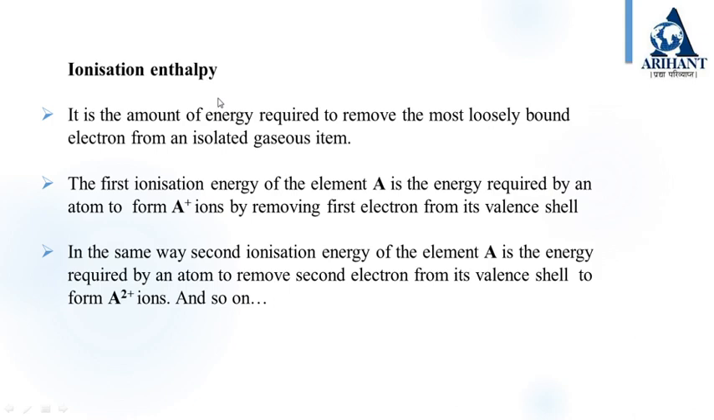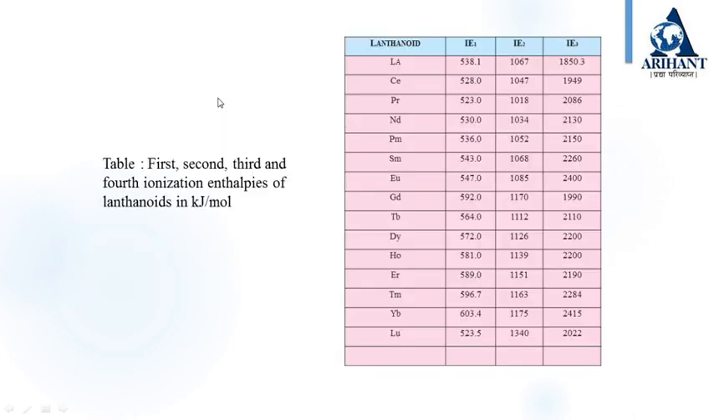Similarly, the second ionization energy of the element A is the energy required by an atom to remove the second electron from its valence shell to form A2+ ions. And the third ionization energy of the element A is the energy required by an atom to remove the third electron from its valence shell. The table shows the first, second and third ionization enthalpies of lanthanoids.